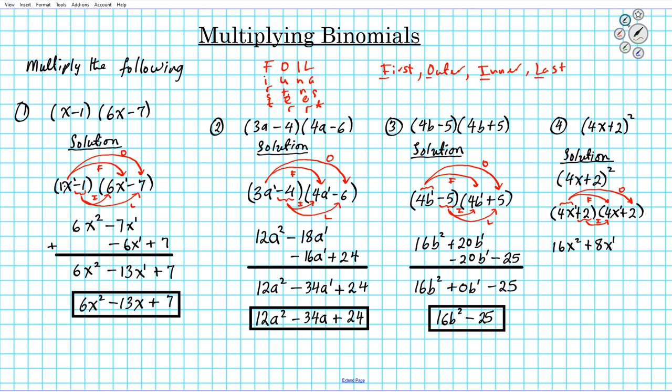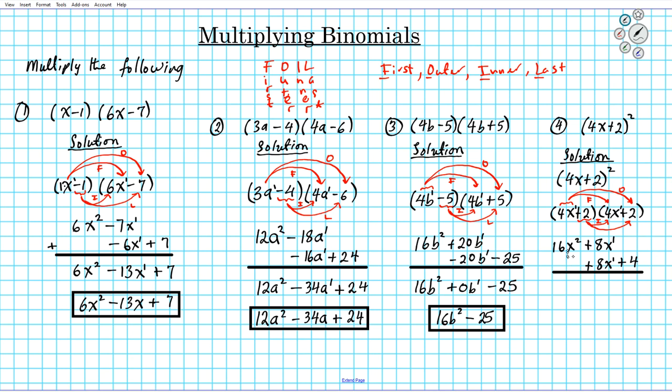2 times 4x. 2 times 4, multiply the numbers. 8, bring down the variable. Since 2 doesn't have a variable attached to it, so that's our inner. And then last, +2 times +2. What is 2 times 2? +2 times +2 is +4. And there goes our products right there. So let's go ahead and simplify it.